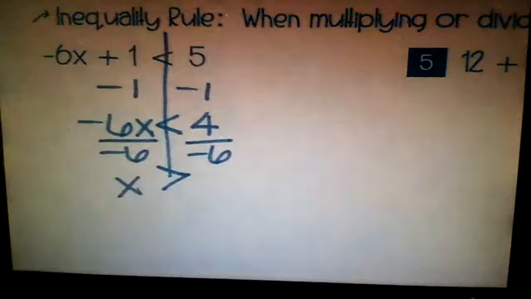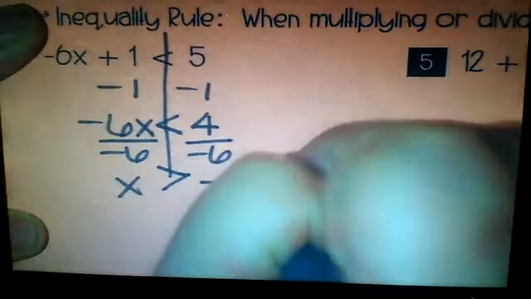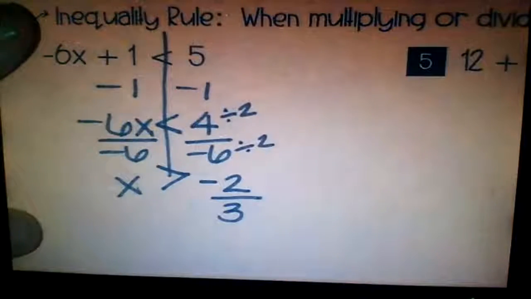Let's leave this one in fraction form. What does negative 4/6 reduce down to? Negative 2/3. 4 and 6 are both divisible by 2. So this reduces down to negative 2/3, because you can divide the 4 by 2 and you can divide the 6 by 2 to reduce.